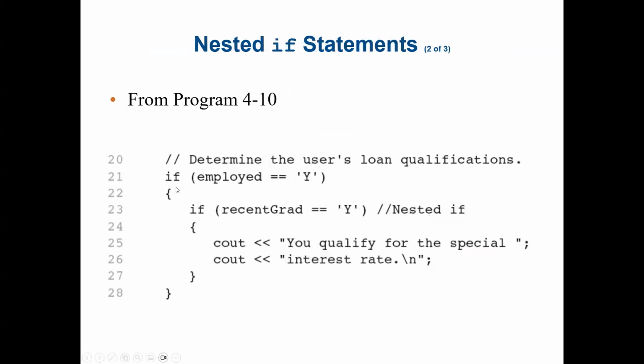So let's see how the code looks. Here we say if employee equal to Y, if it's true, then we check if it's a recent graduate. If it's true, then we print out you qualify for the special interest rate. Now, if it's false, then we come out.